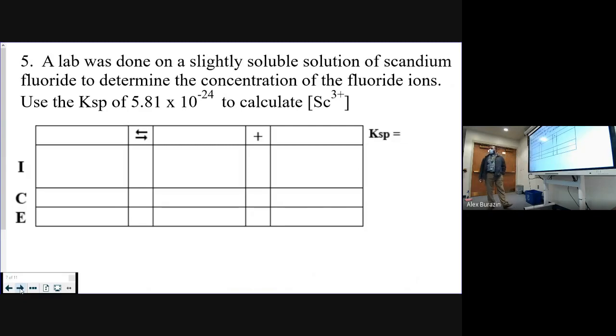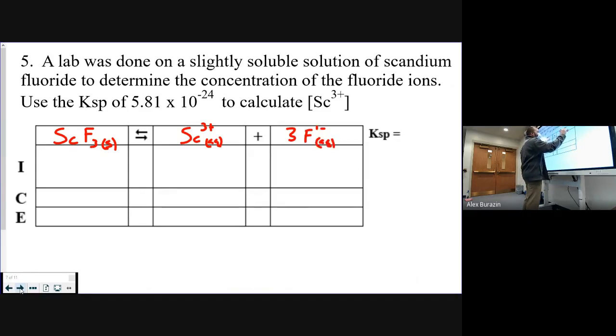What's the charge of a scandium? Okay, 3+. So I have scandium, and what's the charge of a fluoride? So I have ScF3. Don't forget, the reactant is always solid in these types of problems. On the product side, then, once this breaks apart, I get Sc3+ aqueous, and I get 3F1- aqueous. Okay?